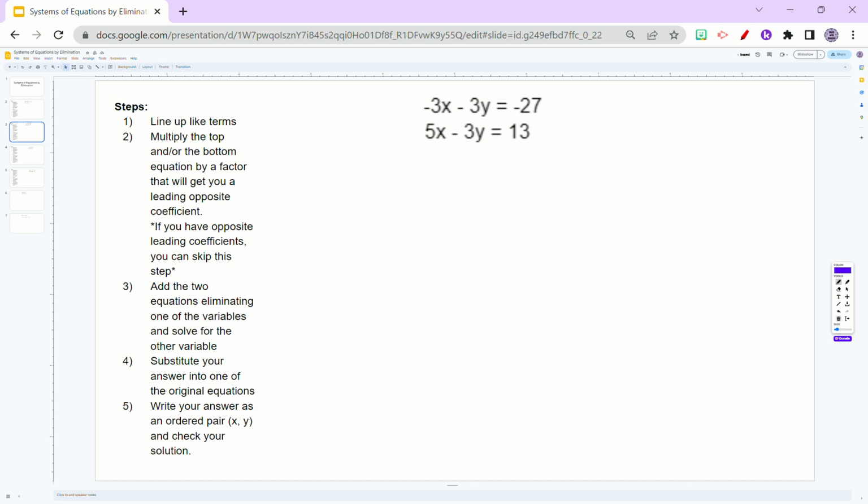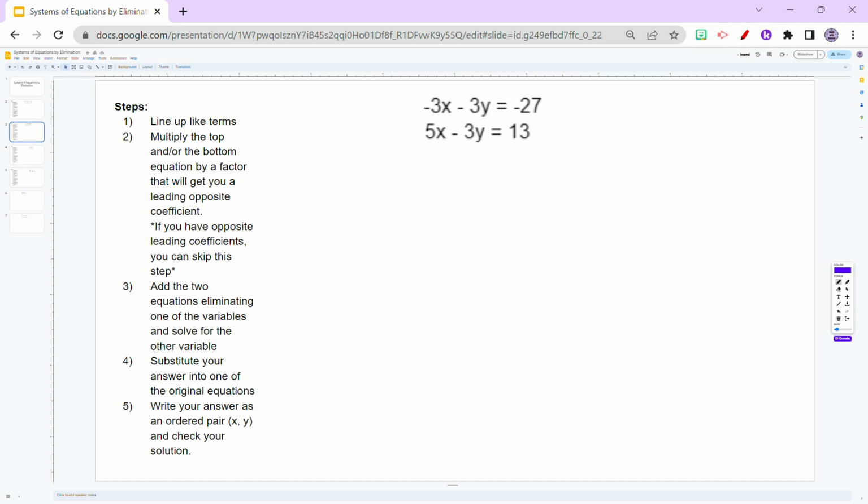Step 2 says to multiply the top and/or the bottom equation by a factor that'll get you opposite leading coefficients. Look here, guys, we do not have opposite leading coefficients. We have 2 negative 3's, and we have a negative 3 and a 5. Neither of our coefficients are opposites. We want to turn them so that one of them will be opposite the other.